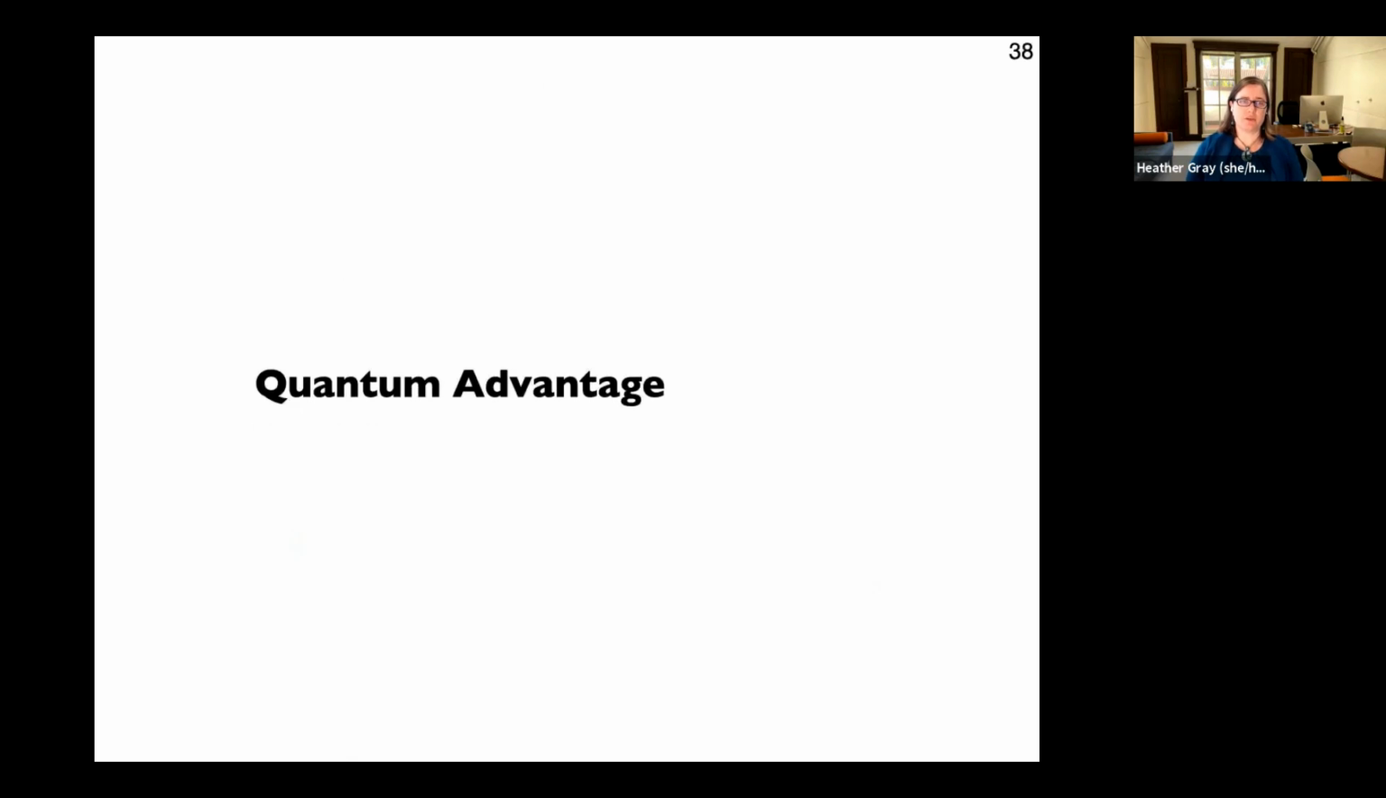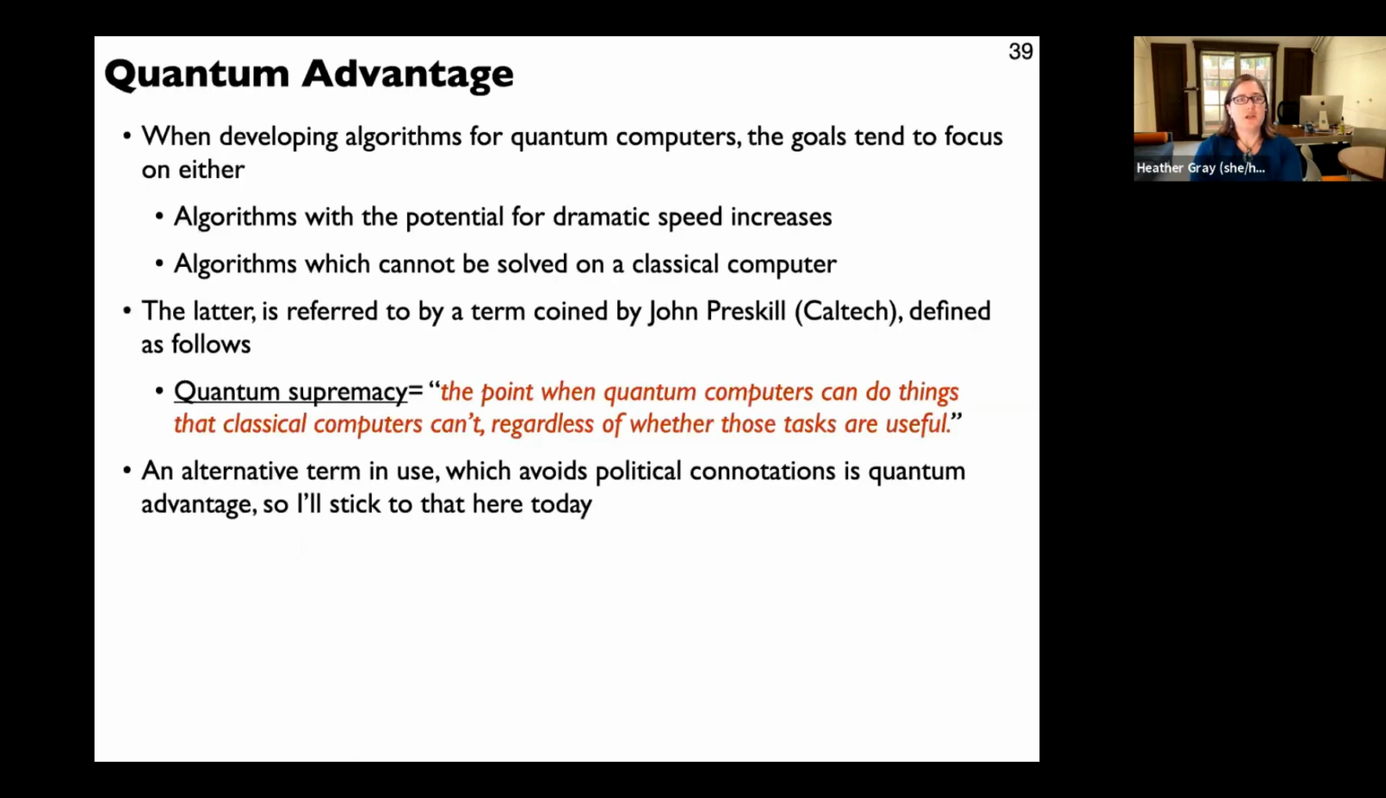Now, the last topic I want to talk about today is something called quantum advantage. As I mentioned, when people are developing algorithms for quantum computers, the goals tend to focus on either the algorithms' potential for dramatic speed increases, or algorithms which cannot be solved on a classical computer. The latter is referred to by a term coined by John Preskill at Caltech, which in its first incarnation was called quantum supremacy. The definition is the point when quantum computers can do things that classical computers can't, regardless of whether those tasks are useful.